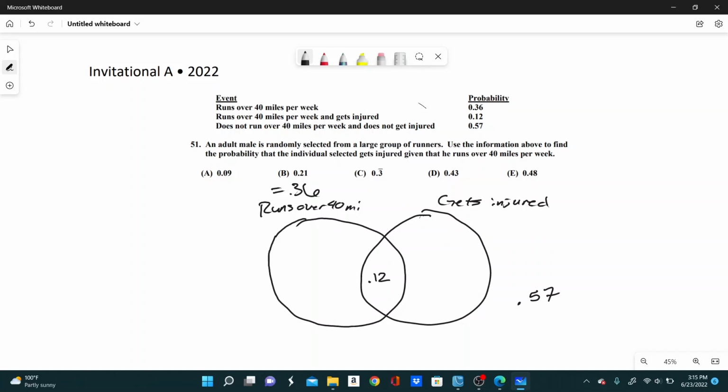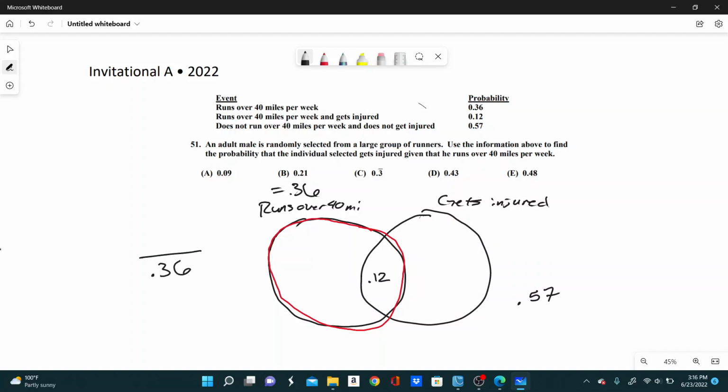So let's see. It wants to know the probability that the individual selected gets injured given that he runs over 40 miles per week. So basically, we're just narrowing our Venn diagram to only the circle where he runs over 40 miles per week. So we're just worried about this part right here. The total amount in this circle is of course just 0.36, because 0.36 is the probability that you run over 40 miles in a week.